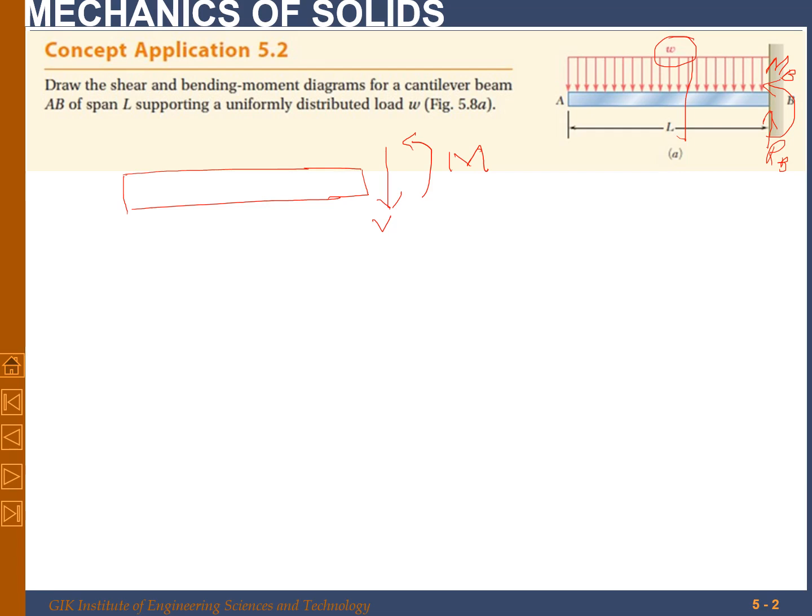Now we have a distributed load of W acting on the beam, and we can convert this distributed load into a concentrated load, that is W times X. Here X is the length of the beam up to the section. We are taking the section from left to right, so from left to right we take the distance as X.